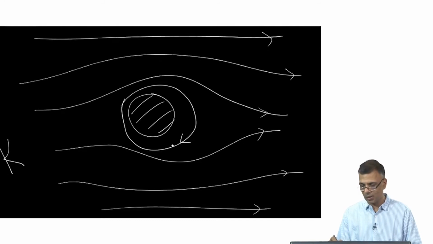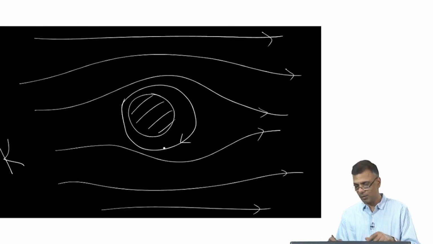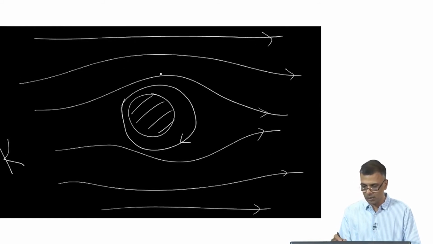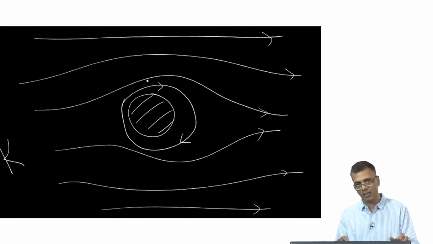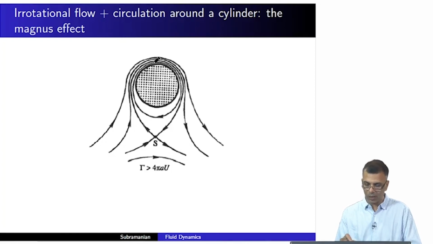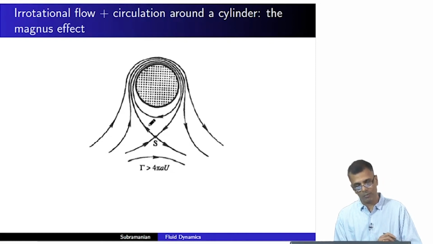You see, down here, this streamline is opposite to the direction of this streamline, whereas up here, the streamline is in the same direction as this streamline, right? So it adds up here and subtracts down here. As a consequence, the streamlines now start looking like this, where they are more densely packed at the top and sparsely at the bottom.